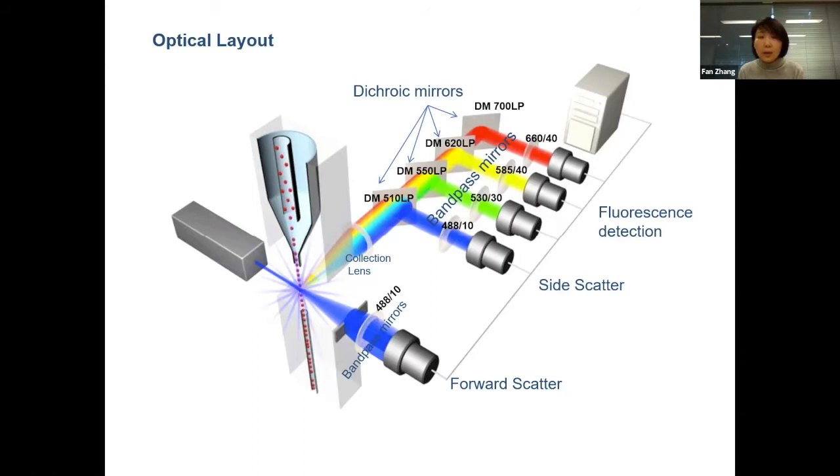The PE signal gets deflected to enter a bandpass filter. The bandpass filter here is 585/40. This allows the bandwidth between 585 minus 20 and plus 20 to pass through. So the PE signal can be filtered and reach the detector. In this way, the PE can be separated from other fluorescent markers.